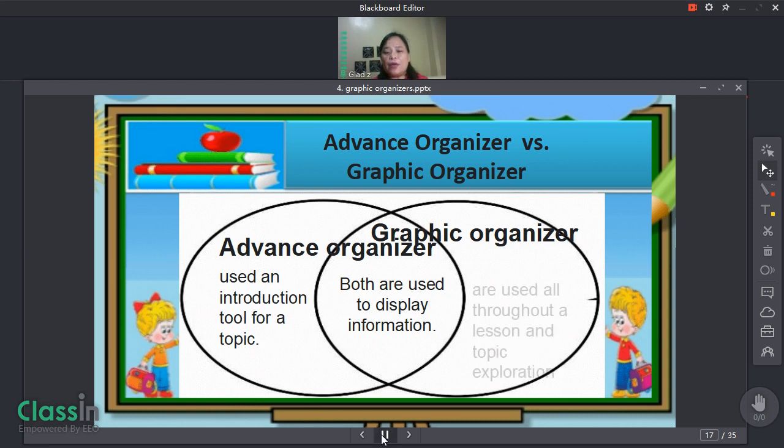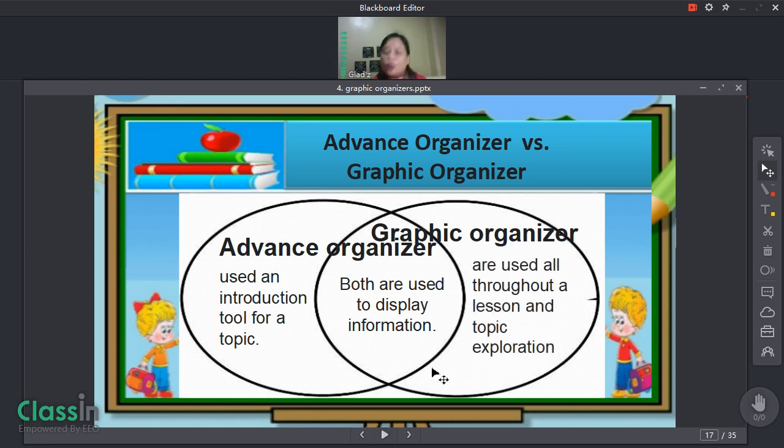While the graphic organizer is used all throughout a lesson and topic exploration. So all throughout. We can use a graphic organizer even in the beginning of our lessons, while we are introducing the lessons to the students, while we are discussing it or in the middle of the discussion, and then we can also use it at the end, finalizing or ending our lesson. So that is the similarity and the difference of the graphic organizer and advanced organizer.